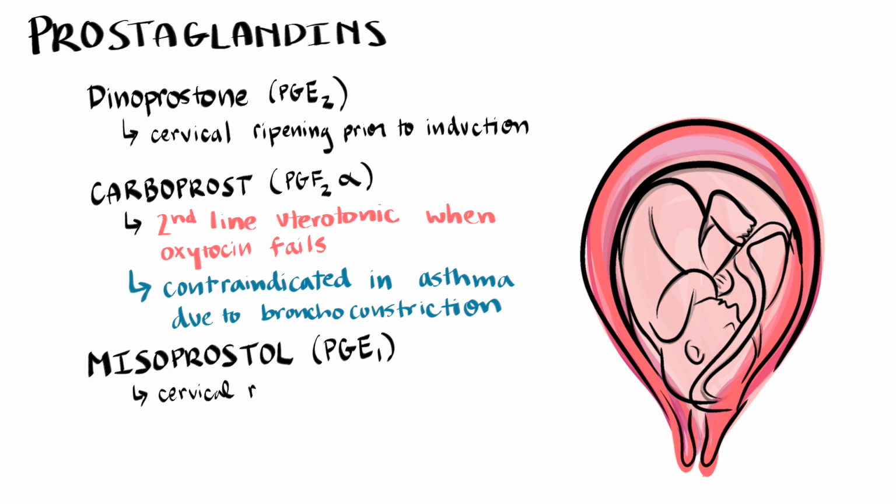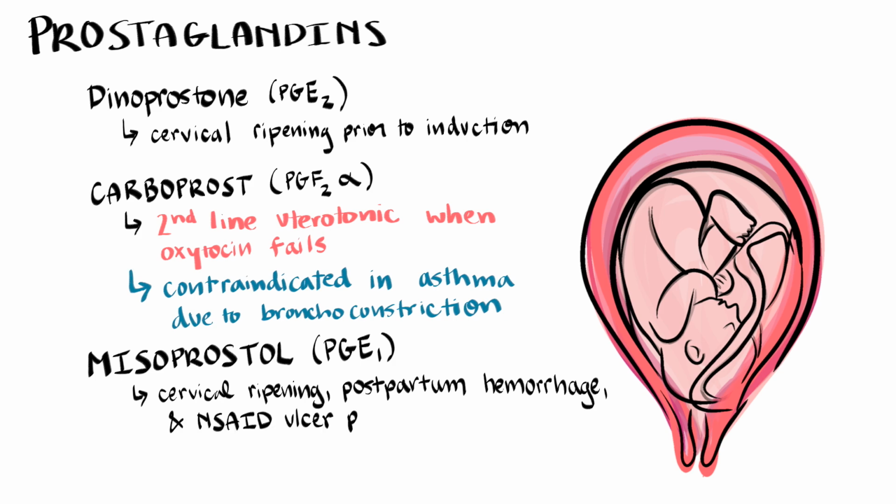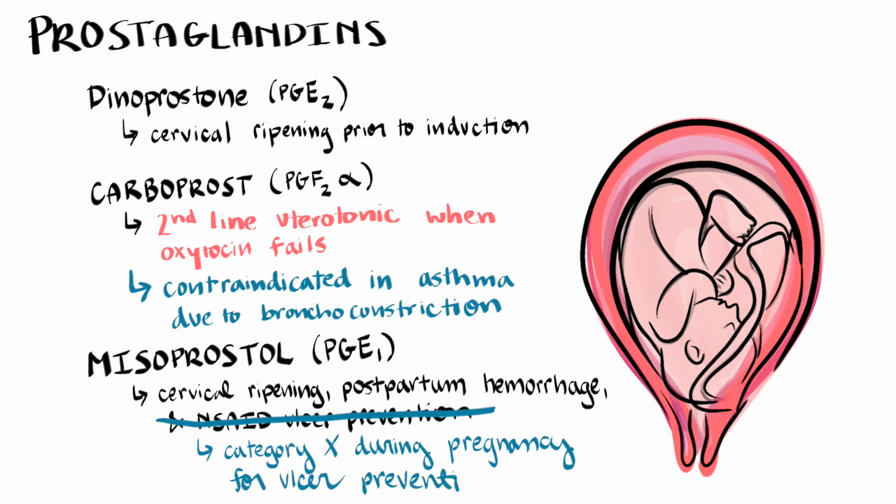Misoprostol, you know her, you love her, she's everywhere on exams. In OB, this drug is used for cervical ripening and postpartum hemorrhage. It's also importantly used for medication abortion. You might also remember from your GI unit that it can be used to prevent NSAID-induced ulcers, but for the reason that it can cause abortion, it is considered a Category X drug when used during pregnancy for ulcer prevention.